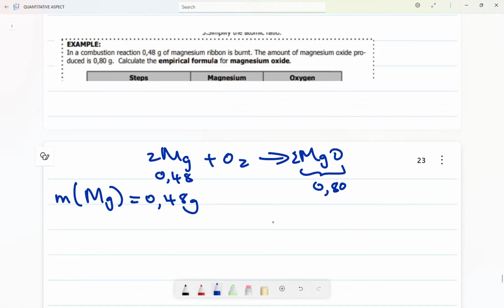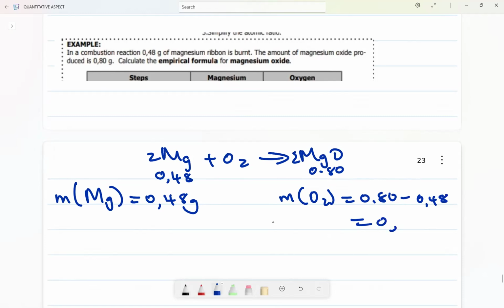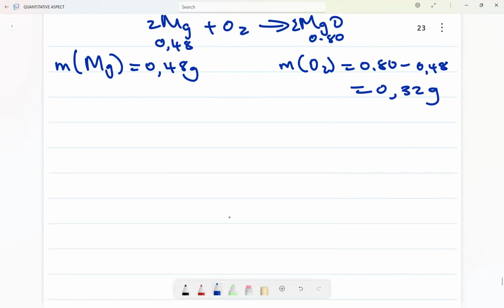Remember conservation of mass, in grade 10. Whatever mass is on one side should be equal to the mass on the other side. So the mass of O2 is going to be 0.80 minus 0.48, which gives us 0.32 grams. Now we are done with step 1, which is converting to grams.